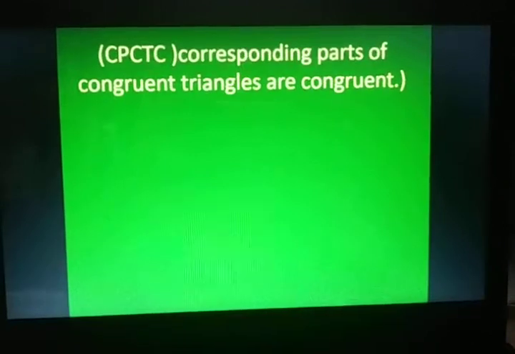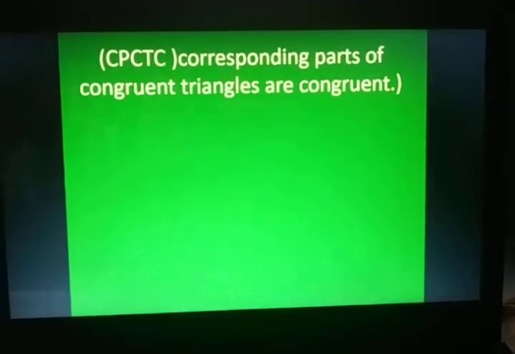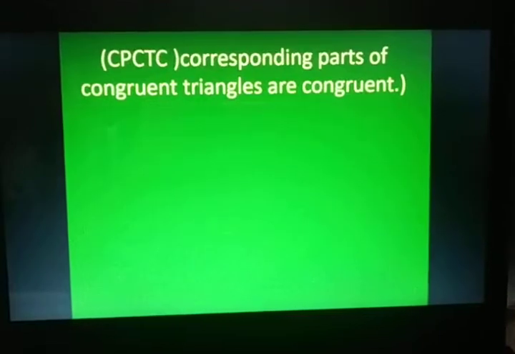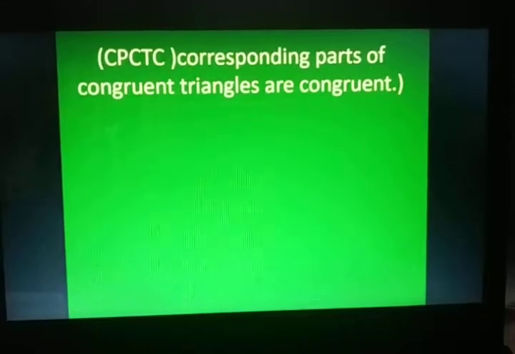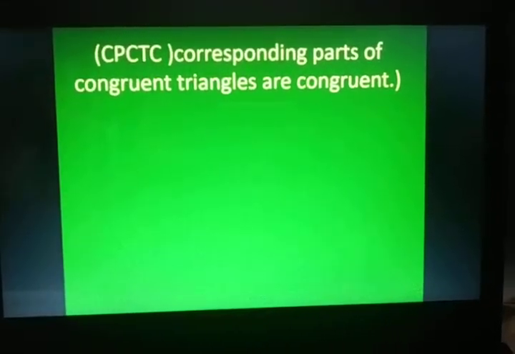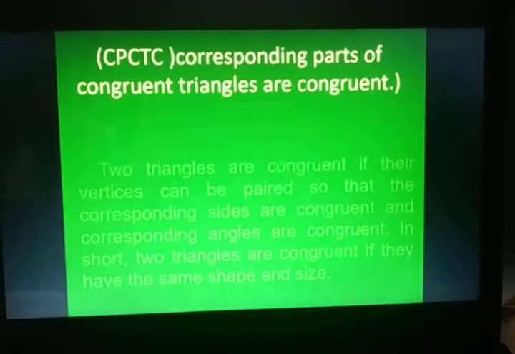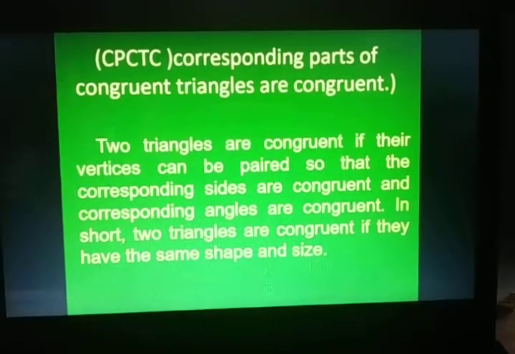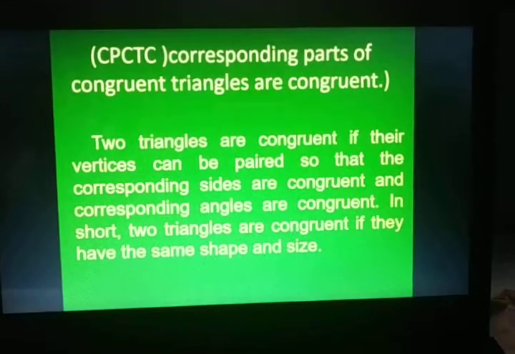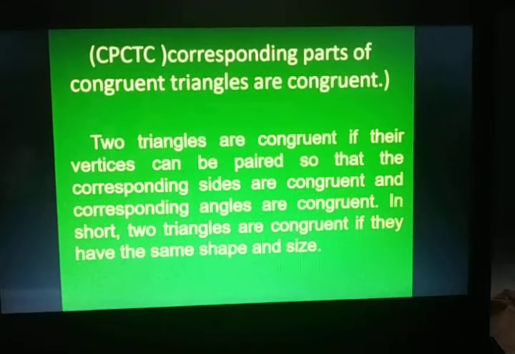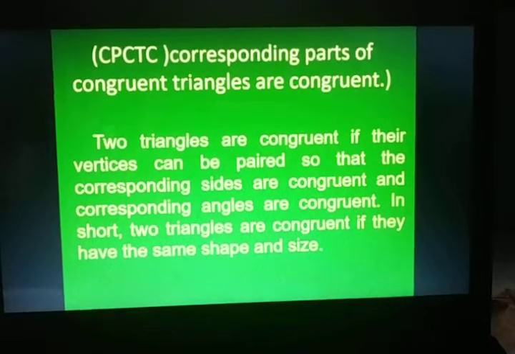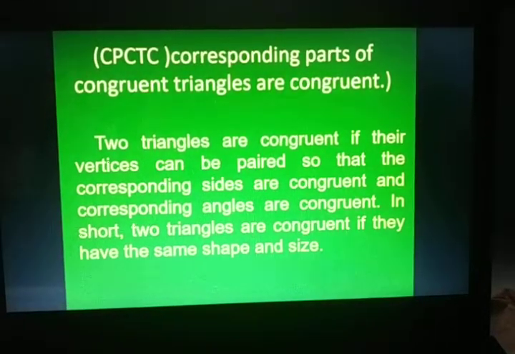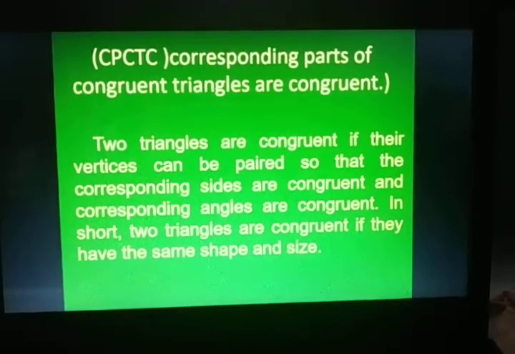So based on the definition of CPCTC, corresponding parts of congruent triangles are congruent. The meaning of CPCTC itself will give you an idea whether the two triangles are congruent. Let me give you one great example. This is a definition: 2 triangles are congruent if their vertices can be paired so that the corresponding sides are congruent and corresponding angles are congruent. In short, the 2 triangles are congruent if they have the same shape and size.